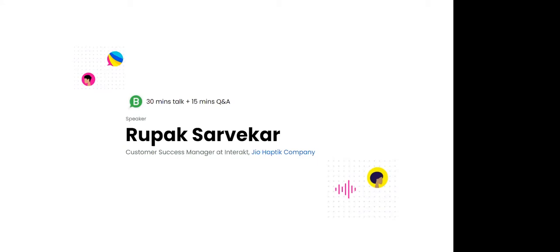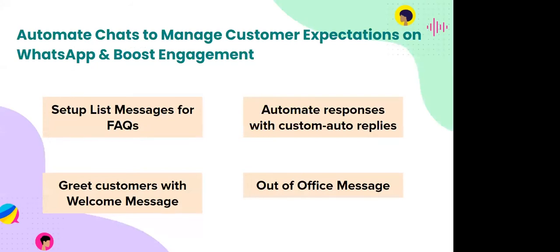All right, let's begin. So what we will cover today, right? Automate chats to manage customers' expectations on WhatsApp and boost engagement. So at Interact, we give you certain features which makes your life easy. You can set up list messages, which are nothing but FAQs, frequently asked questions. So you can set up those questions in the form of a list. It's called a menu or a list. We will talk about it.